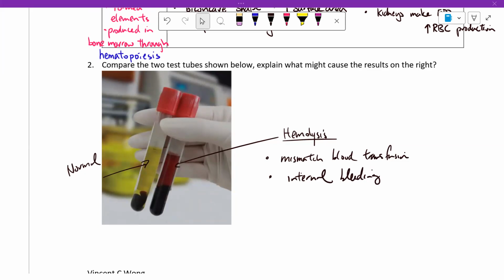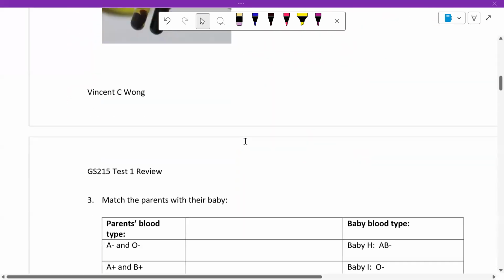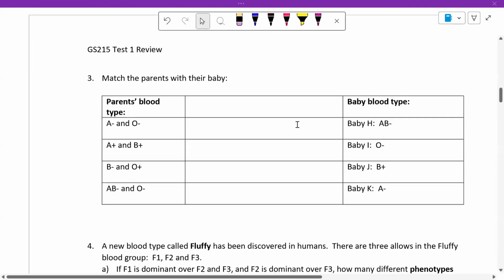The most common one is the purple one, the lavender, which is just for collecting blood, and later you spin it down to separate it and analyze it. You can look it up. They are called vacutainers, and you can search up the cap color and what they mean. All right.